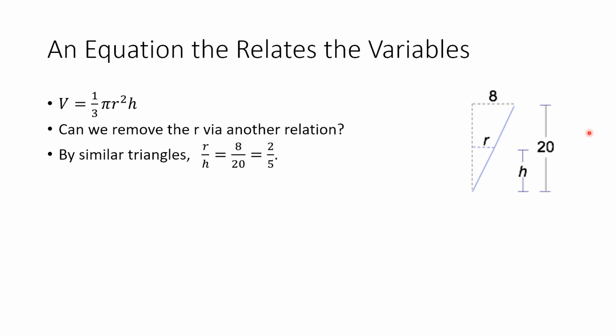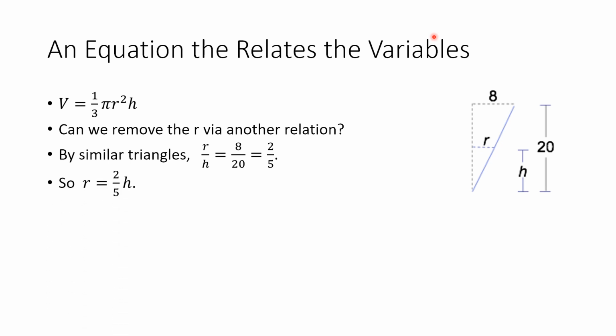If you recall from geometry, similar triangles will tell us that the ratio of this distance to this distance is the same as this distance to this distance. So r divided by h is the same as 8 over 20. In fact, the ratio of any two sides of these triangles will equal the corresponding ratio of the sides of the other triangle. So I get that r divided by h is equal to 2/5.